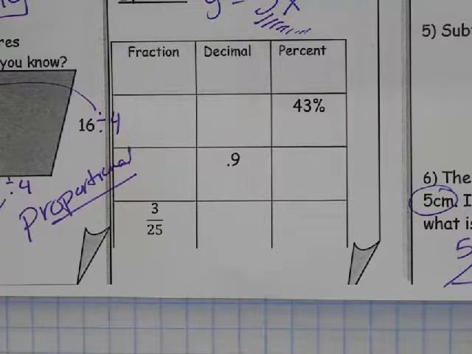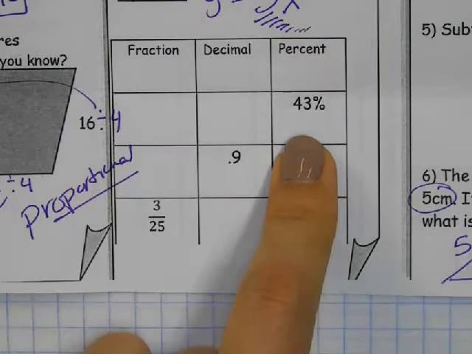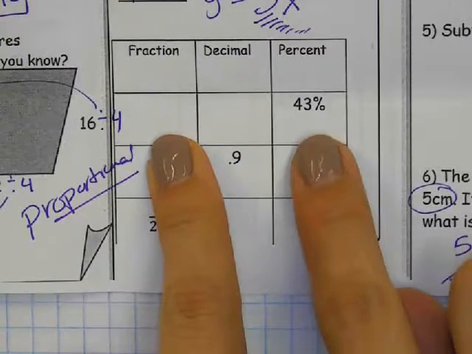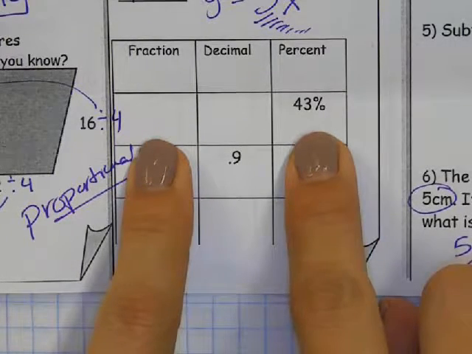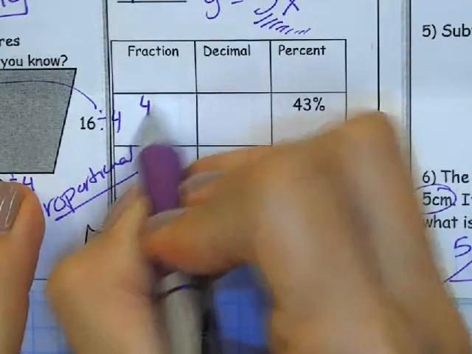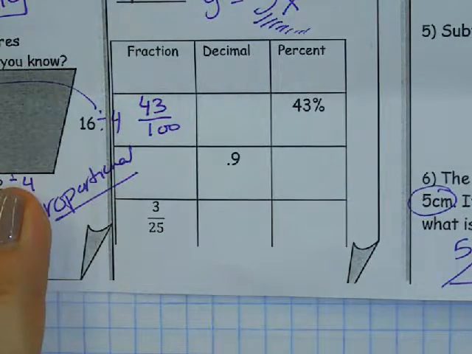Double check your work. Alright, here's my percent. 43%. What would be my fraction of 43%? Yeah, what are percents out of? 100. So it would be 43 out of 100. What would be my decimal?